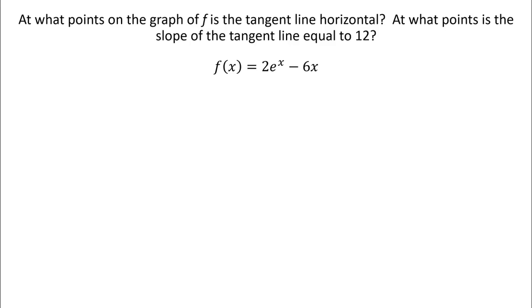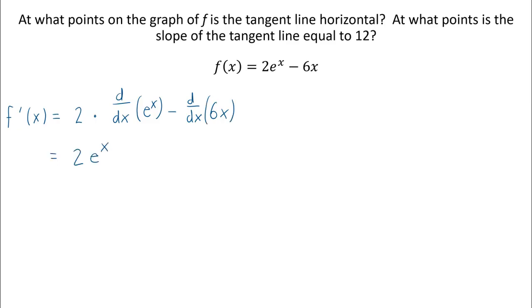If we want to find where the derivative function is equal to 0, we need to first find the derivative. We can find the derivative by differentiating term by term. So f prime of x will be equal to 2 times the derivative with respect to x of e to the x minus the derivative with respect to x of 6x. The derivative of e to the x is e to the x. So the first term in the derivative function is 2e to the x. And then the derivative of 6x is 6. So the derivative of f of x is 2e to the x minus 6.